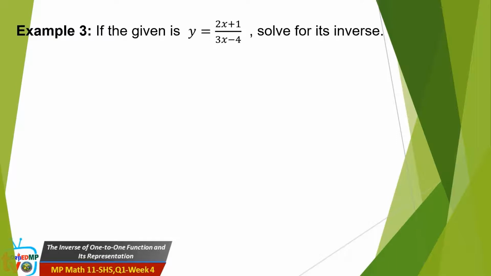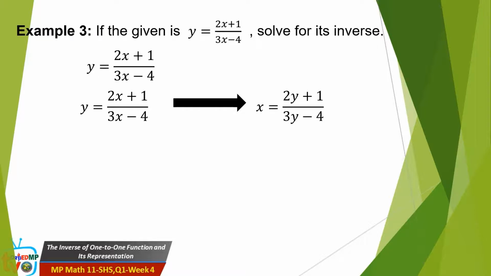And now, you have the last example. If the given is y which is equal to 2x plus 1 over 3x minus 4, solve for its inverse. Again, following the same procedure, we write the function as y because the function is already expressed in y. Next, interchange the variables x to y and y to x. From y which is equal to 2x plus 1 over 3x minus 4, interchange its variables. And x is equal to 2y plus 1 over 3y minus 4.